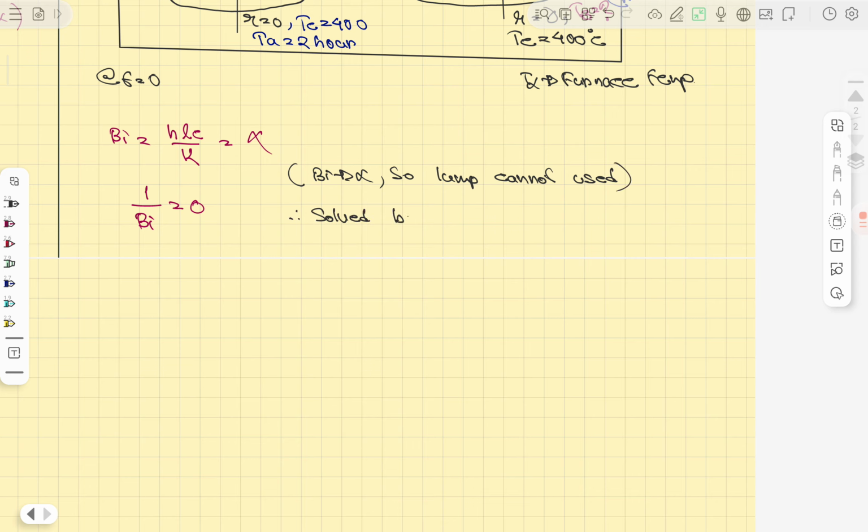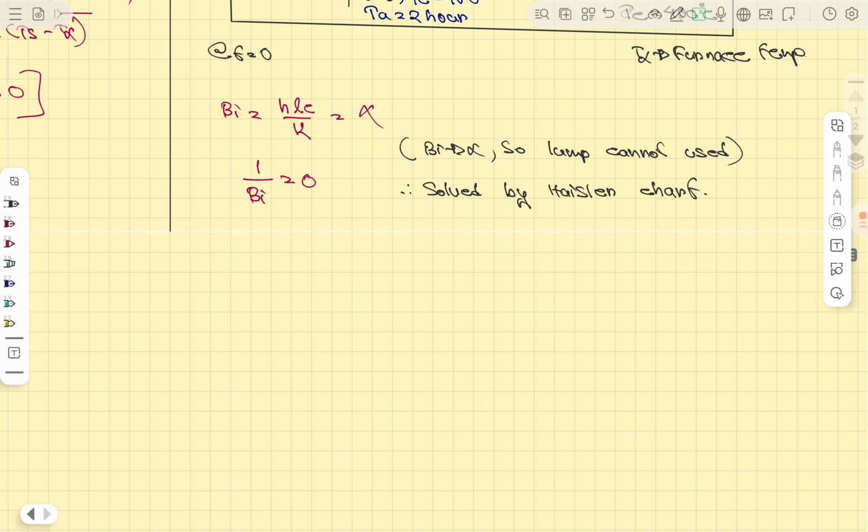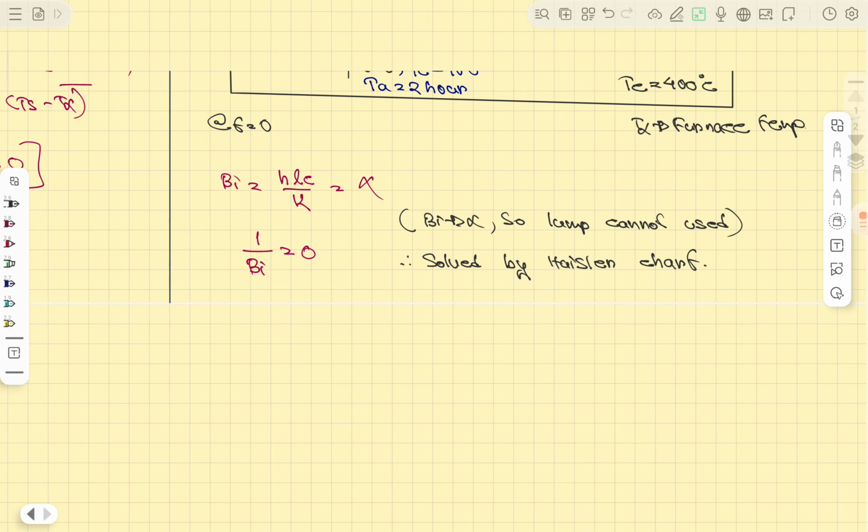Now what to do in that case? Listen. How will this question be solved? So 1 by Biot number is 0. Now think, what did they ask? The center line temperature. So this is the discussion of center line temperature, and both have the same initial temperature.